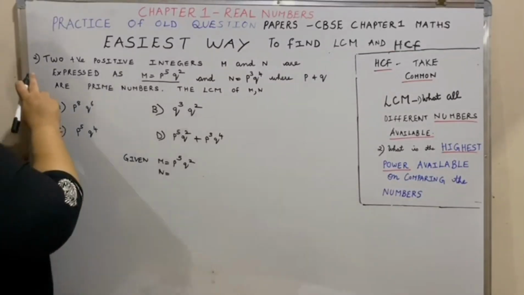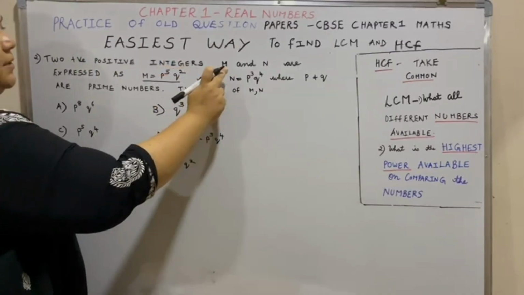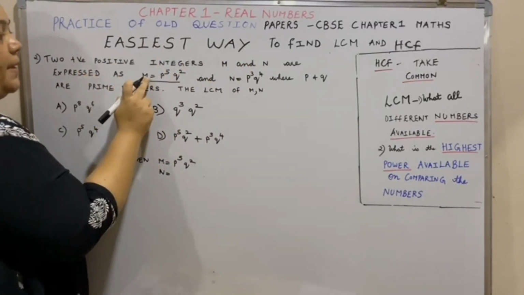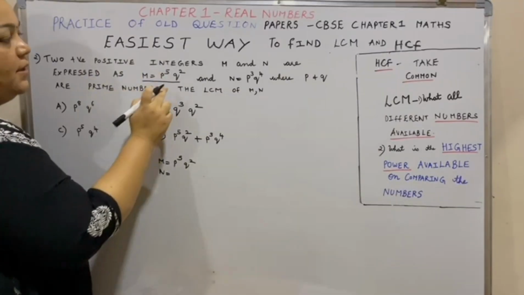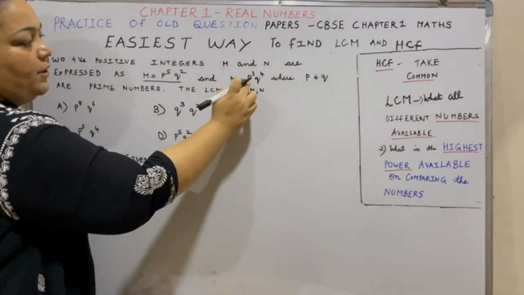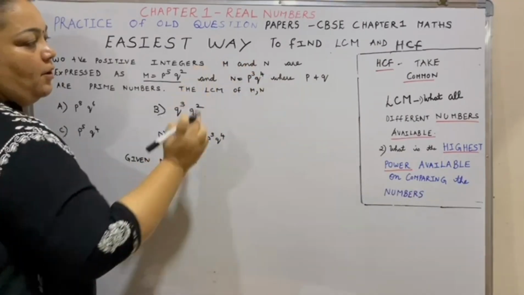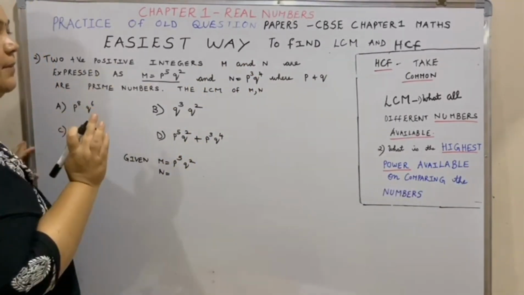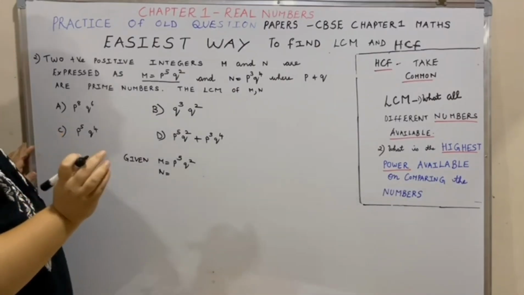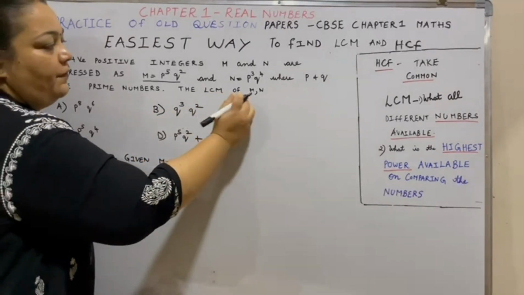Now the next question: two positive integers m and n are expressed as m is equal to p to the power of 5 q squared and n is equal to p cube q to the power of 4, where p and q are prime numbers. Now they are asking what is the LCM of m and n.